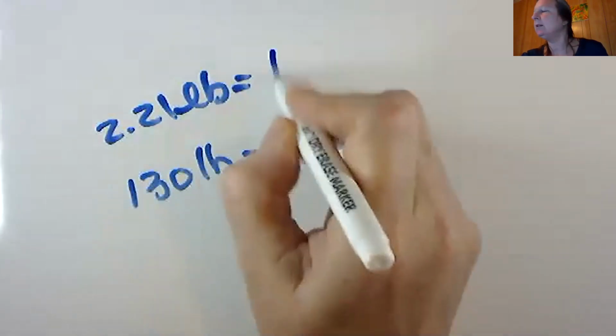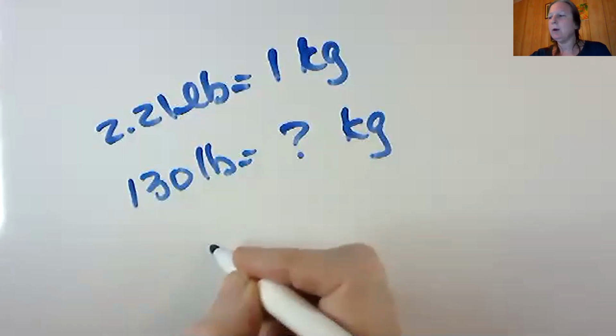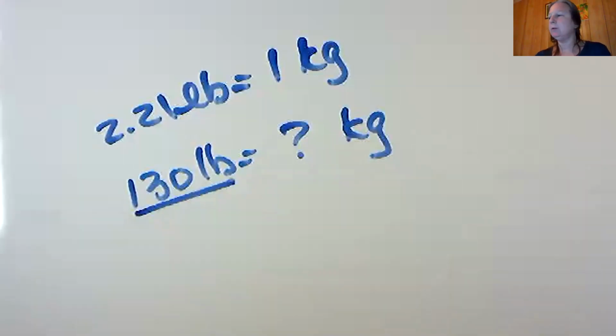You do need to use the relationships for metric if you're converting centimeters to meters, meters to kilometers. You need to know that because that's that metric scale. But standard units, you'll be given that relationship. So how do we solve this? You start with what you have. I have 130 pounds.